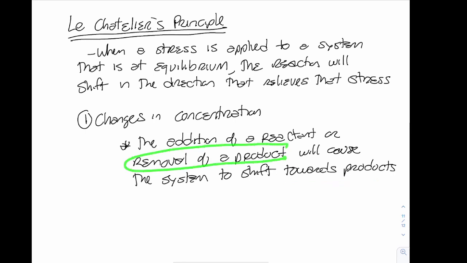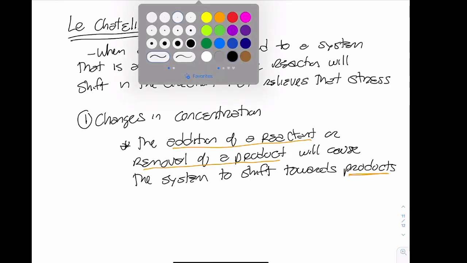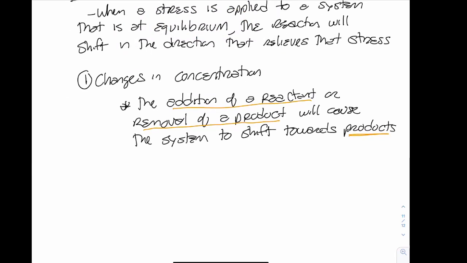If we remove a product, we now don't have enough product. So we need to make more. Or think about it as removing reactants. We want that ratio to be the same. Either way, we're going to have to shift towards products. So if we remove a product or add a reactant, in both of those cases, in order to undo what we just did, we're going to shift towards products. And the opposite, if we add a product, we have too much, so we're going to shift towards reactants. If we remove a reactant, we don't have enough, so we will shift towards reactants.